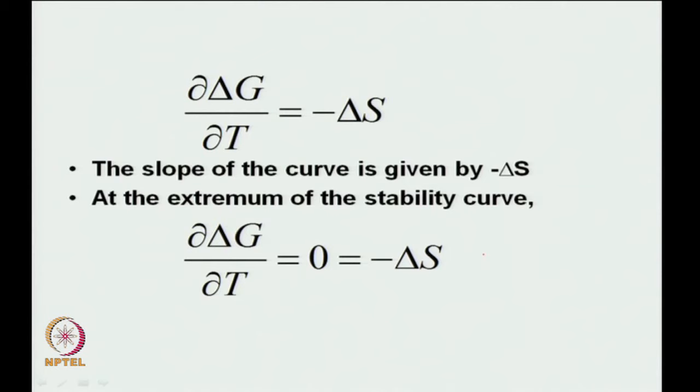So essentially what you are looking at is the slope. That means the slope of change in free energy with temperature gives you entropy with the proper sign. Hence, if this delta G is going to the maximum, what will happen to the slope? It is 0, and that is why your delta S is 0, isn't it? Because your dy over dx at any extremum is going to be 0, right?